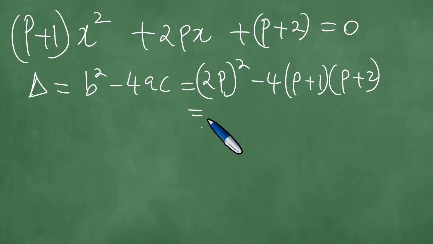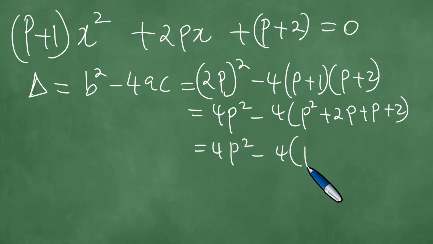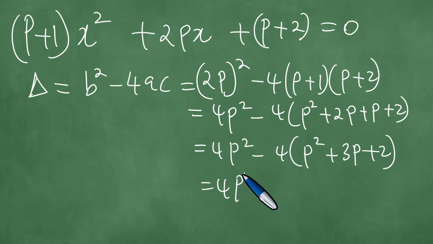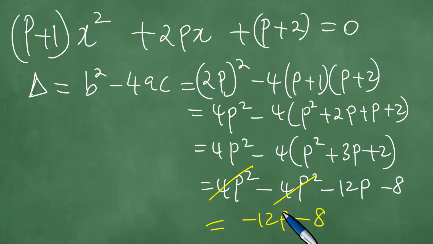Therefore we square the 2p, giving us 4p squared minus 4. Let's just multiply within the brackets. p times p is p squared, 2p plus p is 3p, plus 2. Which is 4p squared minus 4p squared minus 12p minus 8. So what we're getting is that delta is actually equal to minus 12p minus 8.